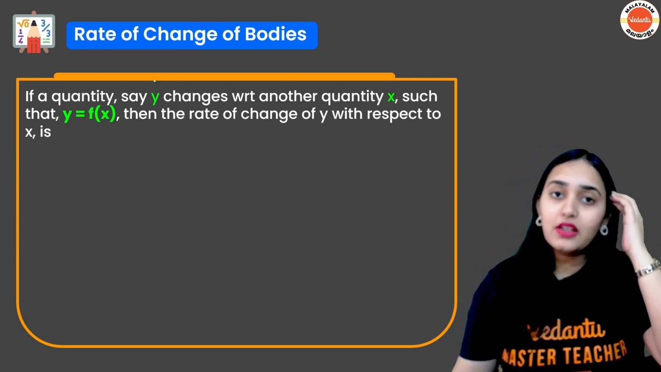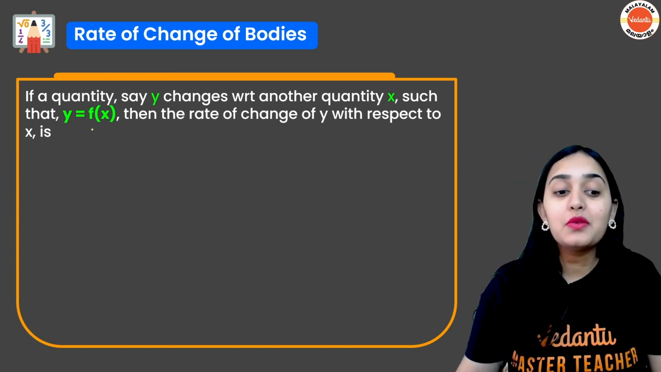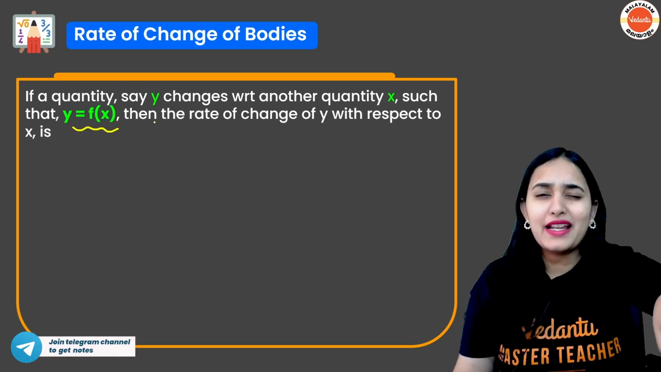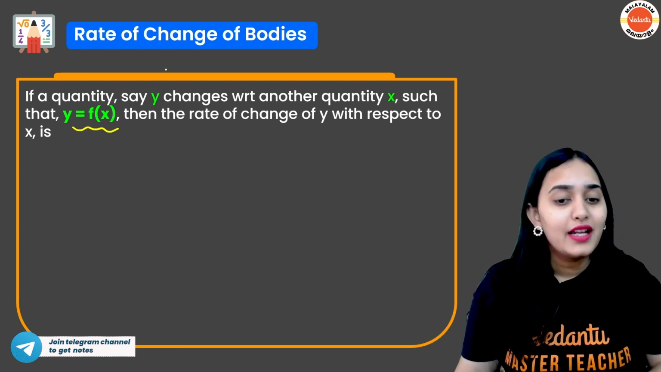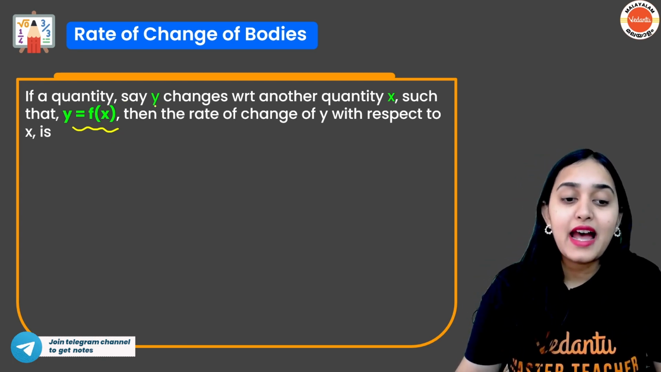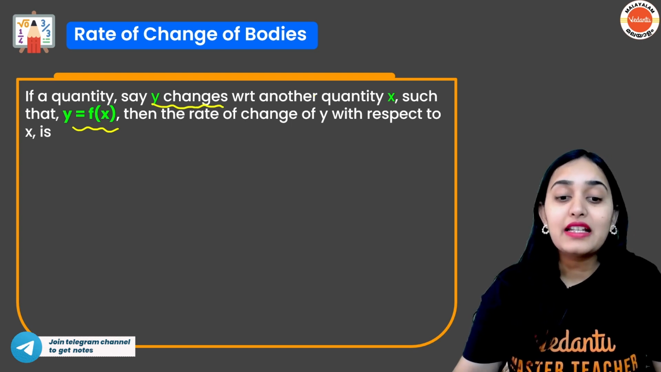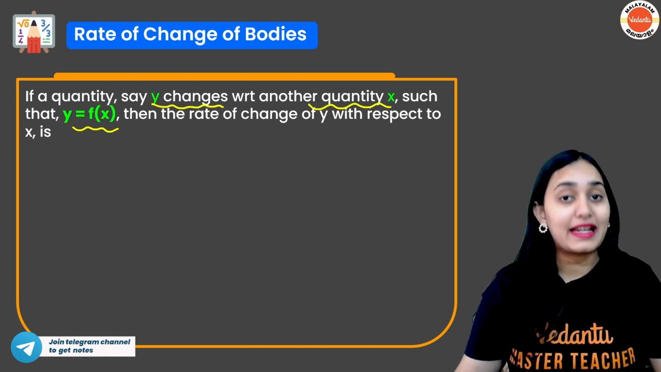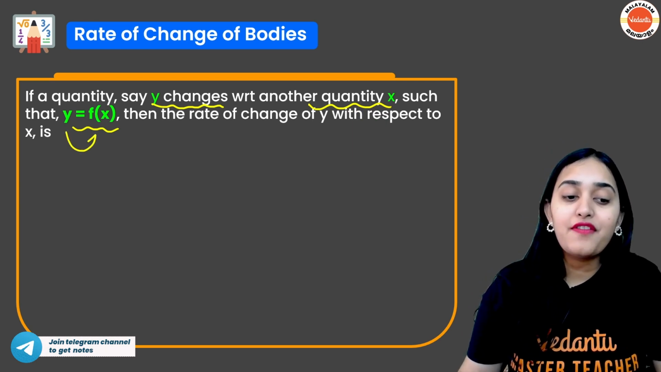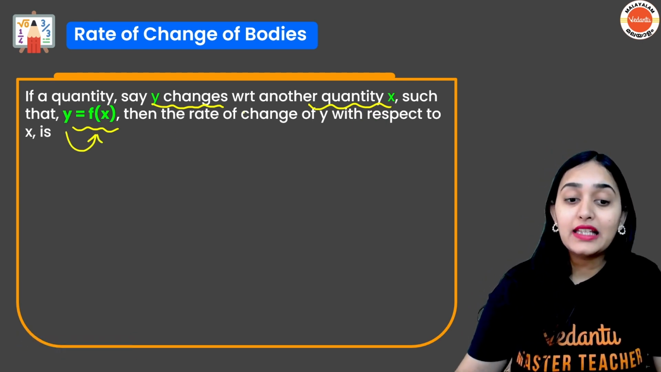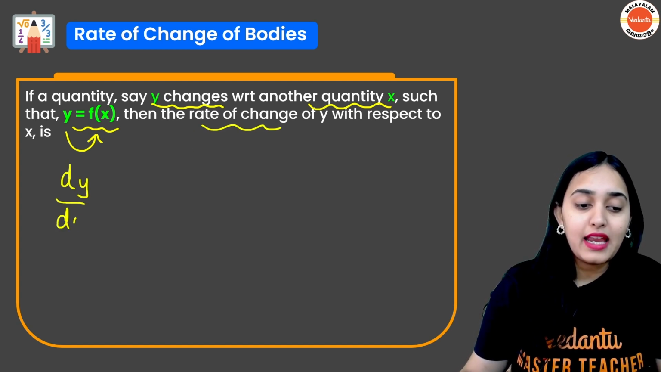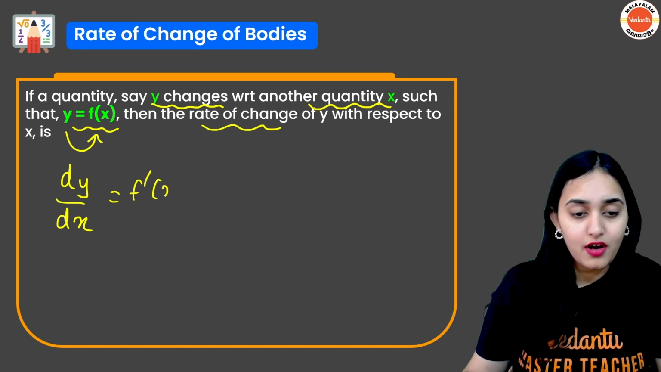Now how do we calculate that? We calculate that using the derivative of the dependent function with respect to the independent function. For example, if y is a quantity that is changing with respect to x, another quantity, then we say that y is a function of x and we calculate the rate of change as dy by dx, which will be f dash of x.